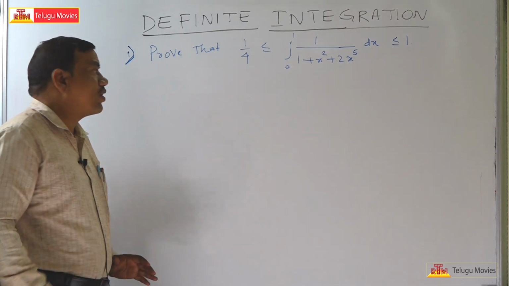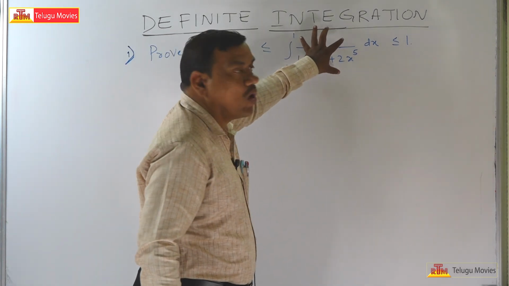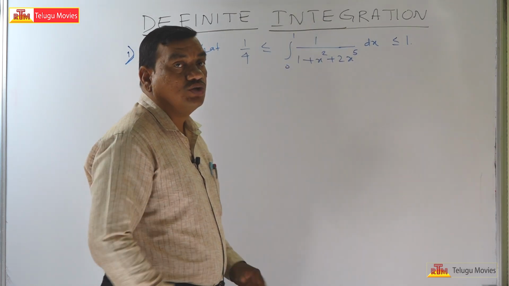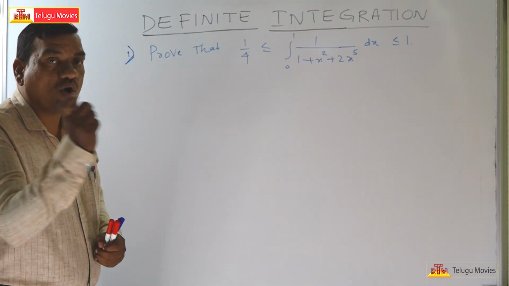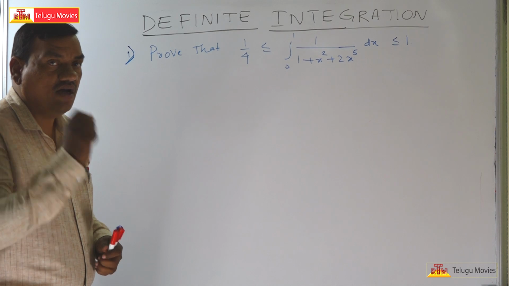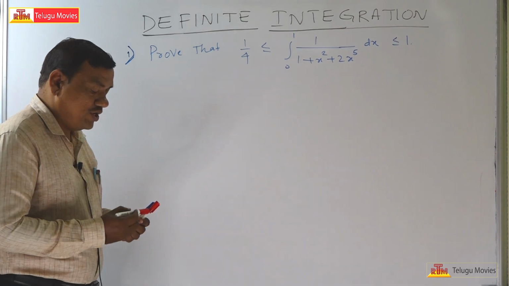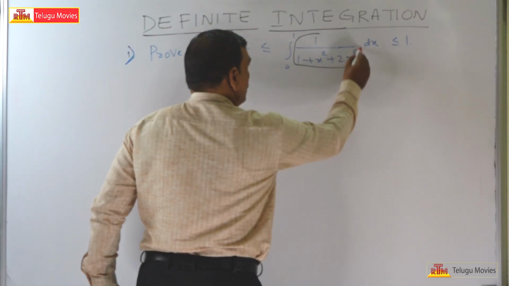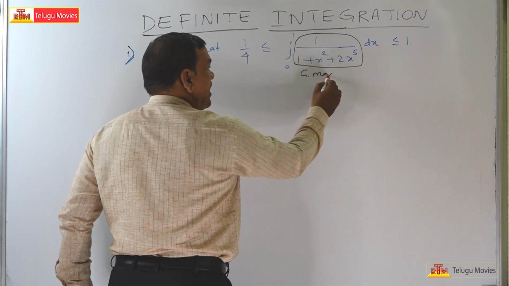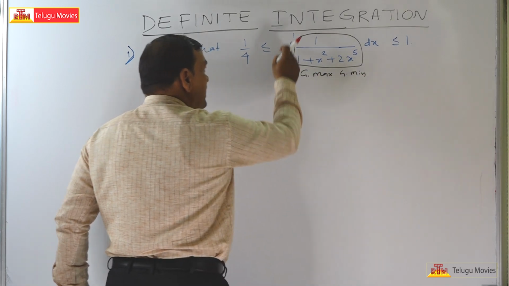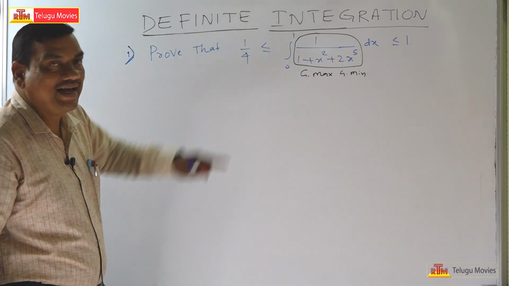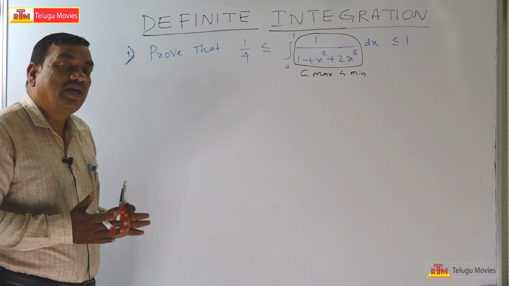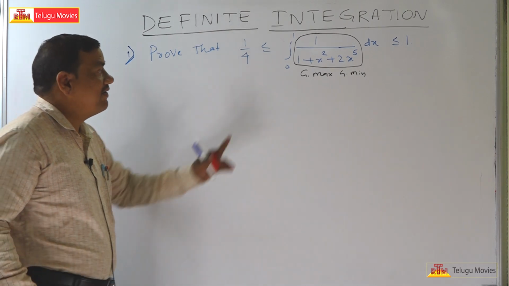For this type of problem, don't find out the value of this integral. Don't try to find it out. We will make use of the properties of definite integrals in inequalities. What I am going to do first is find out the global maxima and global minima in the interval 0 to 1 of the integrand, 1 by 1 plus x square plus 2x to the power of 5.